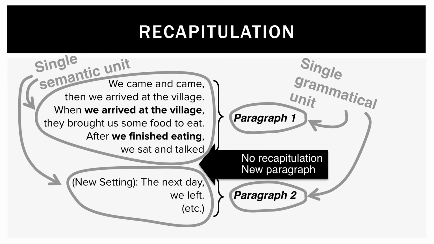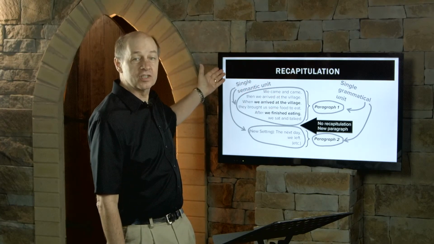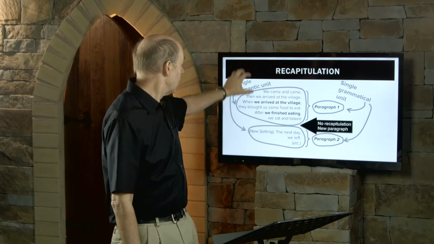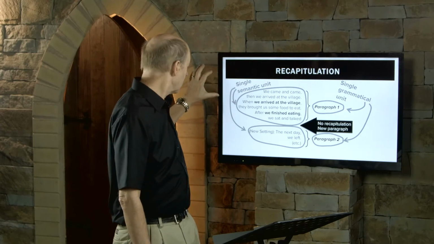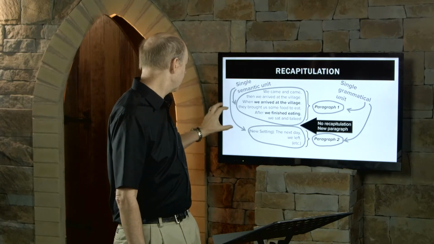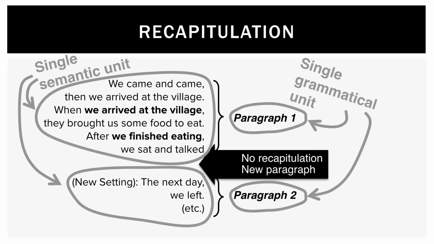Each of the paragraphs in this example is a single unit both semantically and grammatically. It is a single unit semantically because each one focuses on a different setting or a different time. The first one happened one day, the second one happened the next day. And each of them is a single unit grammatically because of the recapitulation. Recapitulation within this paragraph glues it together grammatically and marks the fact that it is a single semantic unit.